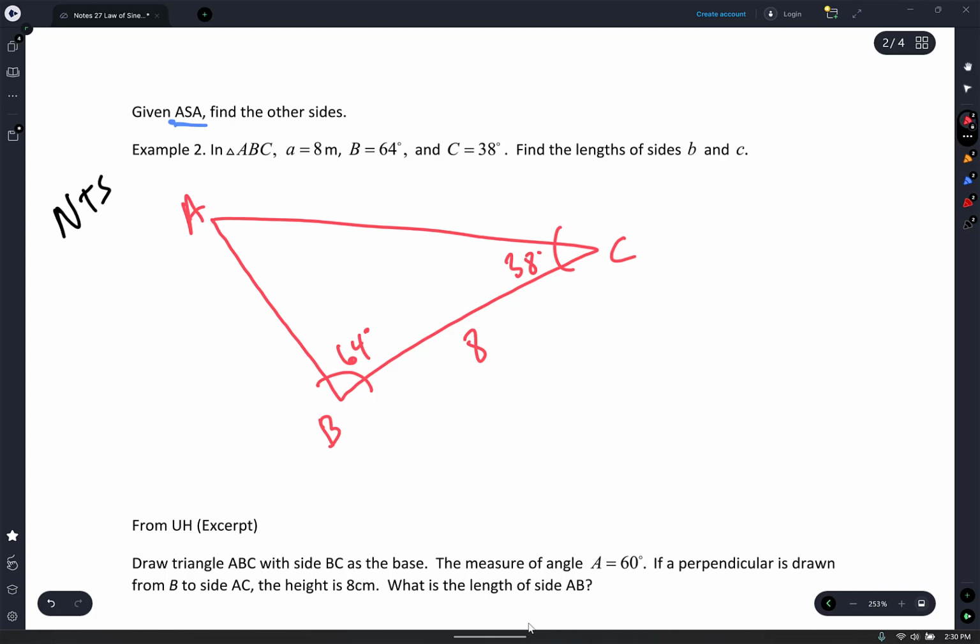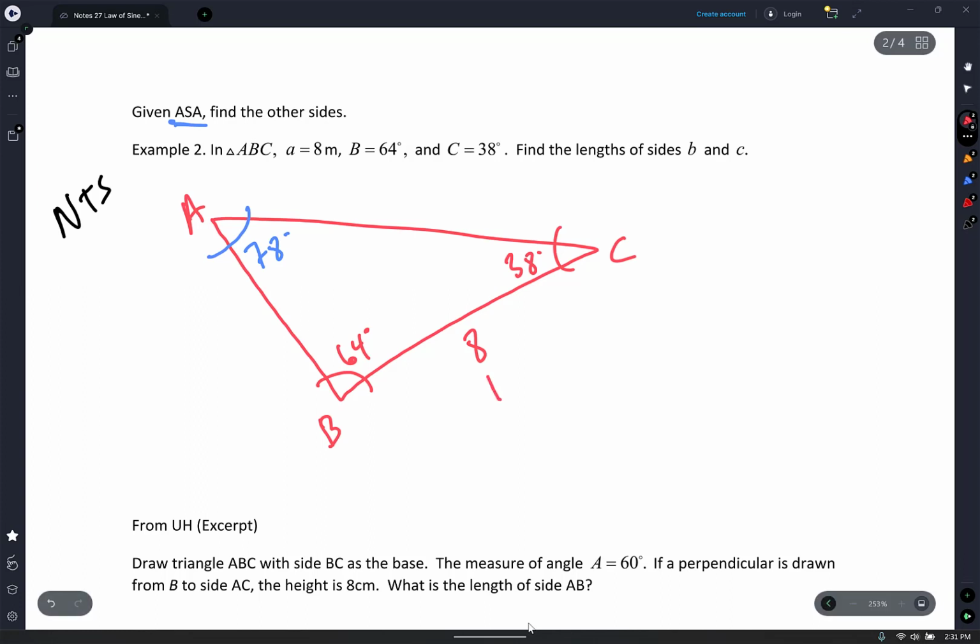I was not creative when I was creating this example. I used the same angles that I did last time. So because that's 64 and that's 38, the other angle is, what is it? 78. Yeah, I know. I must have been tired when I was writing these notes out. I usually like to make them different. Oh well. Here we go.